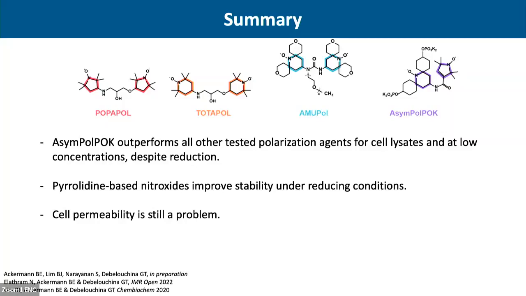However, moving from 6-membered ring nitroxides to 5-membered ring nitroxides has beneficial effects. And we should, as a community, try to think of incorporating them more into our future polarization agents when it comes to applications in cells. And cell permeability is still a problem.